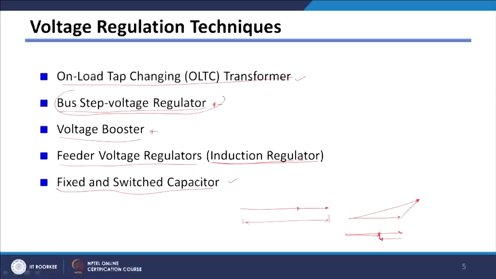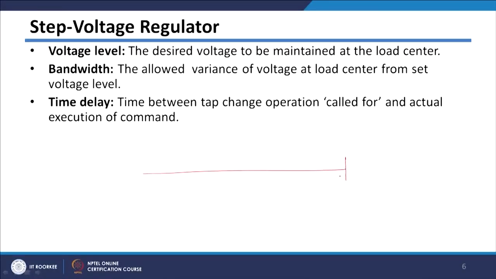Now, in this case we will mostly concentrate on what are called bus step voltage regulators. So, let us see how they work. As I told you, the main function of the step voltage regulator is to regulate the voltages at the feeder end. So, this is the feeder end, this is the start of the feeder, which is connected by a regulator, and say there is a transformer here, and we want to regulate the voltage at this end.